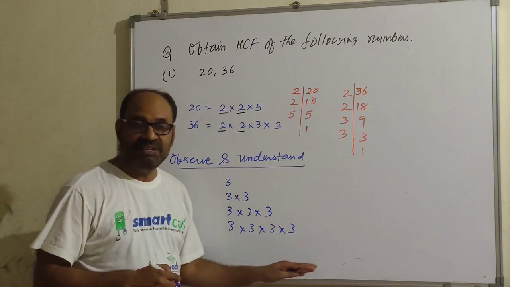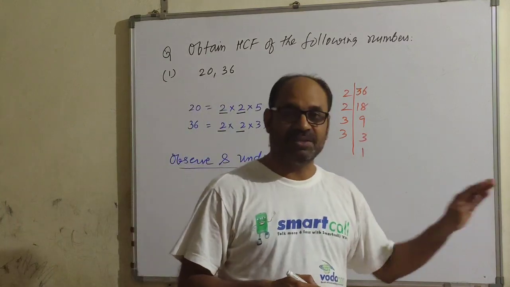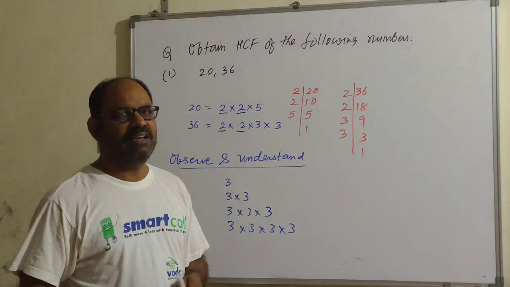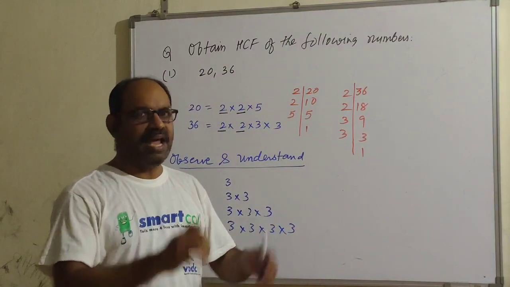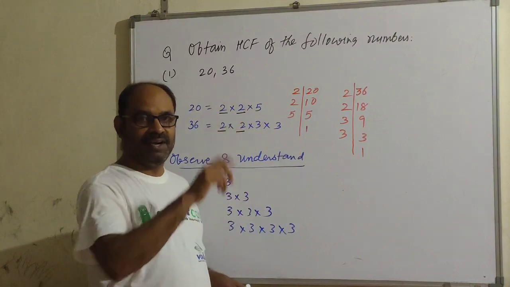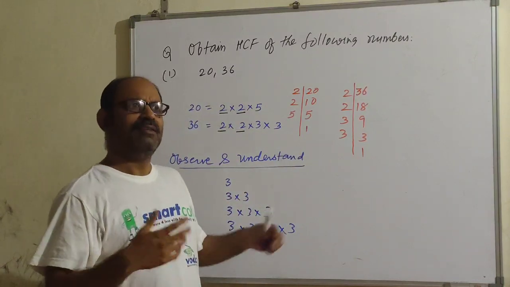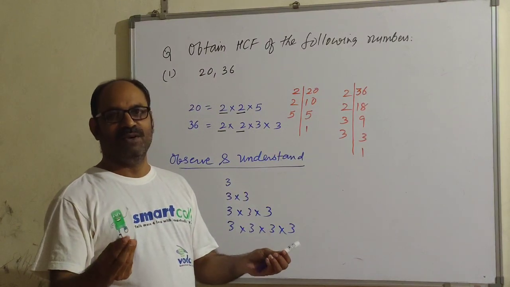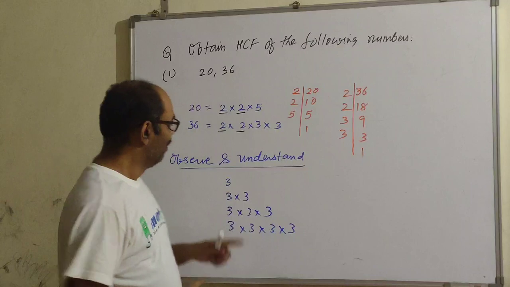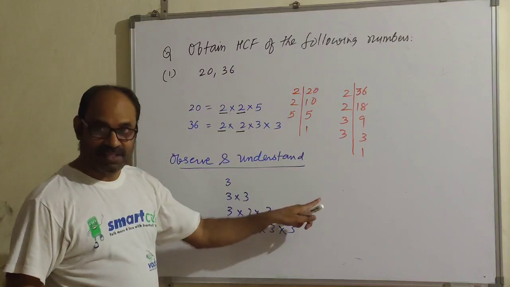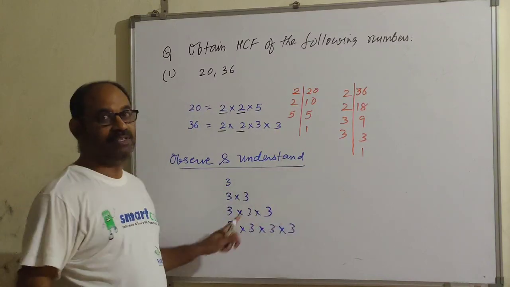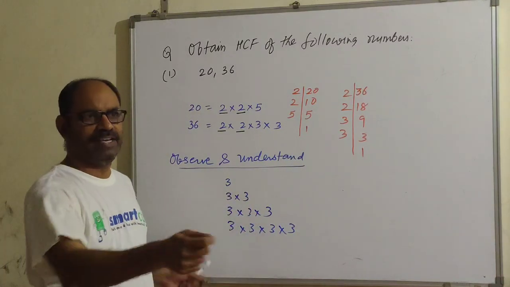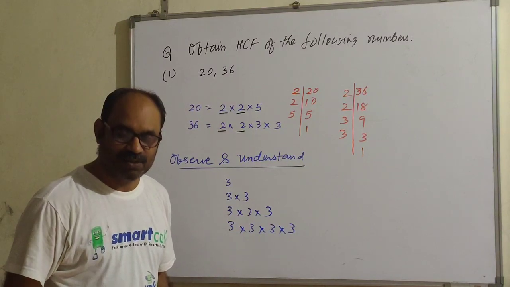Now if I have to write 3 into 3 into 3 into 3 into 3 into 3, 100 times, writing is very tedious. Yes, very laborious, correct? You will not like to write 3 into 3 into 3, 100 times. But if you speak, 3 is multiplied with itself 100 times, in few words you can say that. Even if 3 is multiplied with itself 1000 times, you can say it very easily.